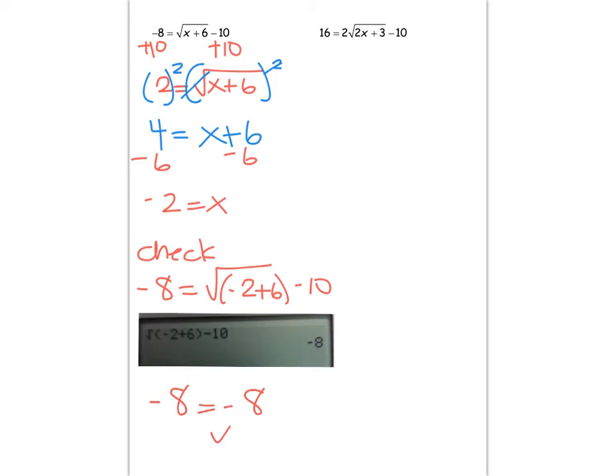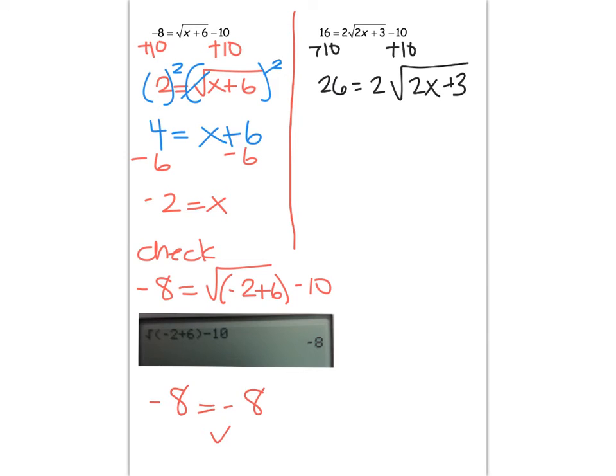Okay. Sometimes the steps are combined, like in our next example. We have to do more than one thing to get the square root by itself to get started. In this problem, we first need to add 10. So 26 equals 2 times the square root of 2x plus 3. Next, we have to divide by 2. We're still not ready to square both sides. So 13 equals the square root of 2x plus 3. Then we're finally ready to square both sides because the square root is finally alone.